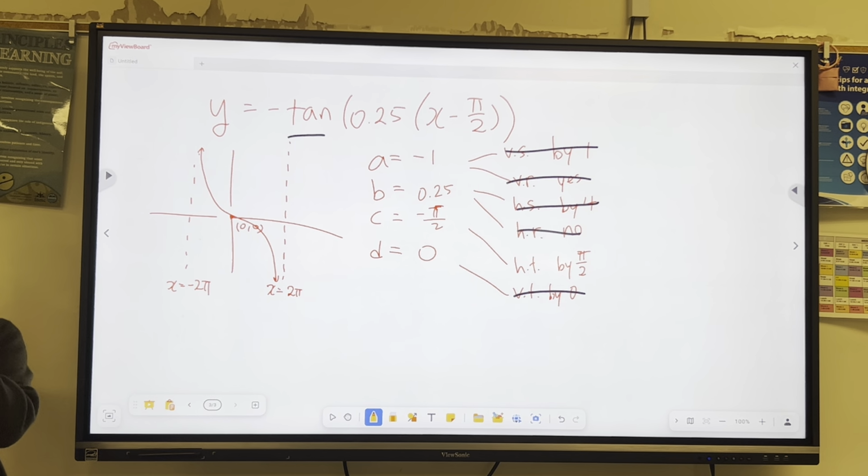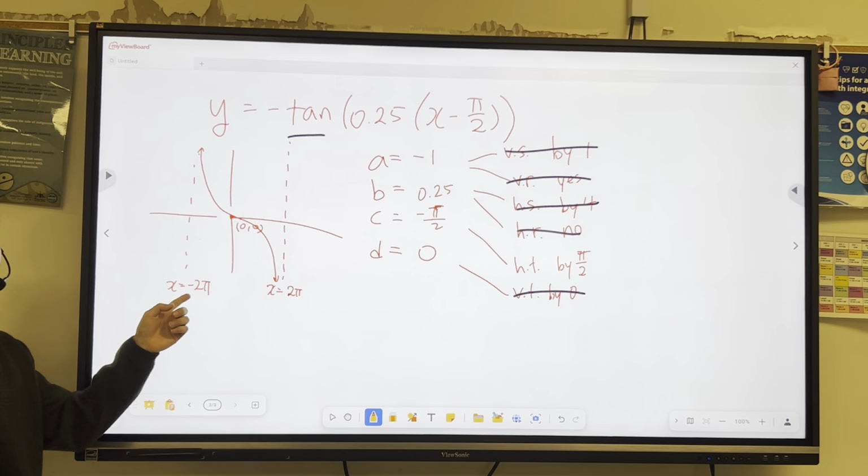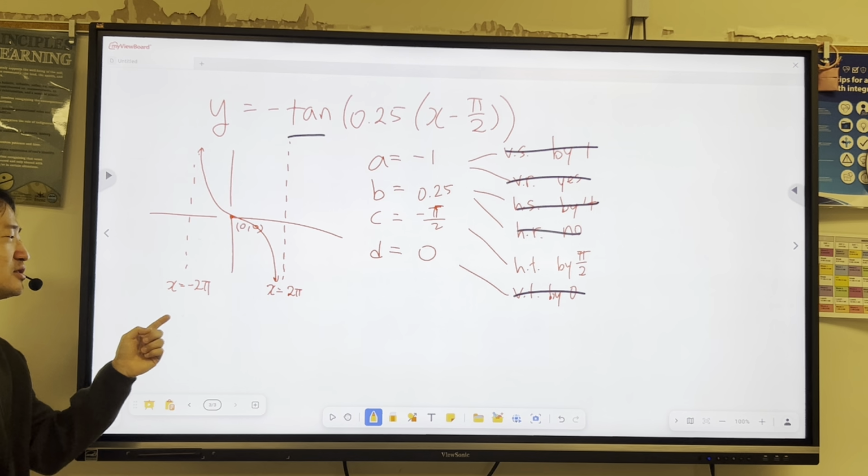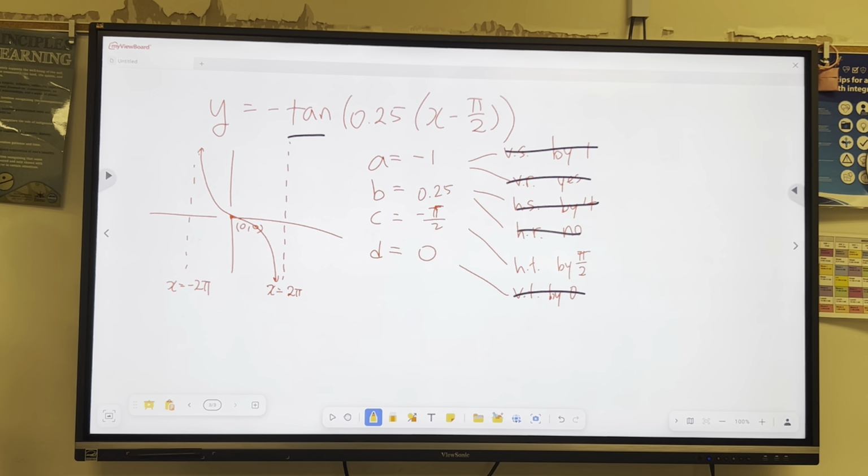My final step is to do horizontal translation by pi over 2. I want to move everything by pi over 2 to the right. It means all my x coordinates are added by pi over 2. Starting off with the vertical asymptotes. X equals negative 2 pi. What is negative 2 pi plus pi over 2? Negative 3 pi over 2.